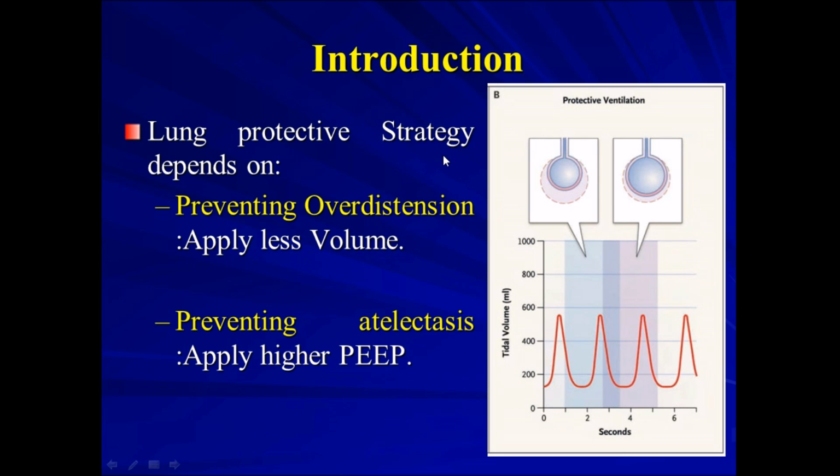So lung protective strategy depends on preventing overdistension by applying less volume, low tidal volume ventilation. We talked about it in the ARDS presentation; we can review it back. And preventing atelectasis by applying higher PEEP. That will prevent the low tidal volume injury, and that will also decrease the lung injury.